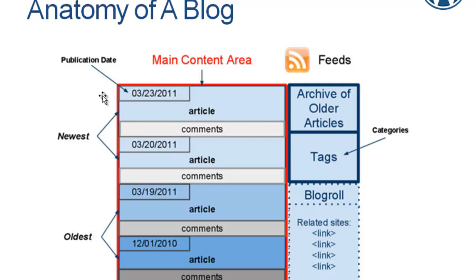So I'll go over these columns really quick. The main column will usually have between 4 and 6 separate blog posts, but you won't have the entire article. You won't have all the text.